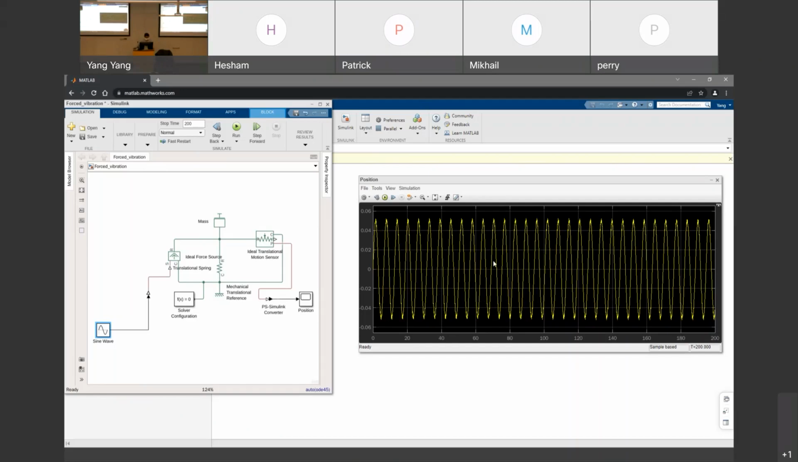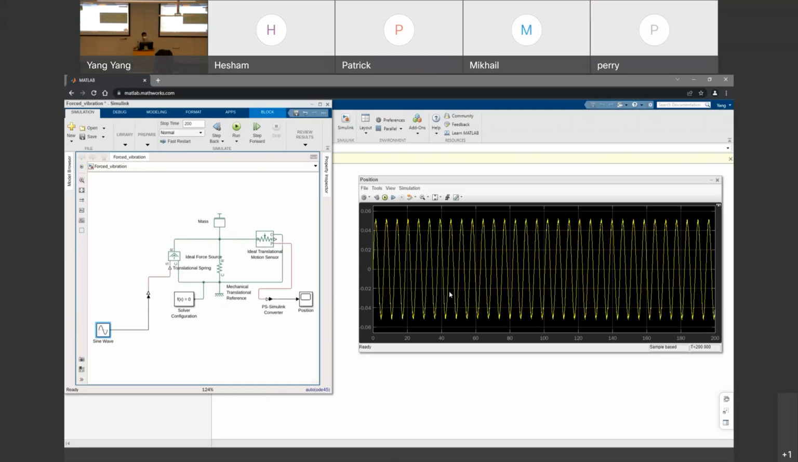So for all the cases, we have already seen some similarity here, because we input a sine wave. Here, this is the input. This is the system. The input force is a sine wave, so the output is a sine wave. If you input a sine wave to the system, we will get a sine wave from the system.